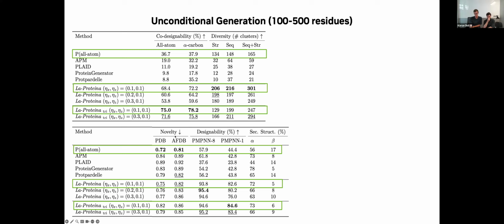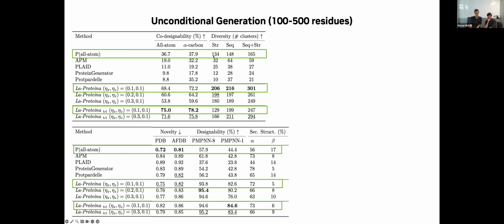In the second row, we have novelty, where you basically just compare the maximum TM score to the PDB or the AFDB in this case. Designability says, okay, we ignore the sequence we generated, we just take the backbone and then we refold with MPNN, either with one MPNN sequence, 1 shot, or we give it 8 shots and look for the best one. And we look at secondary structure: how much is alpha helices, beta sheets, and the rest is coil in this classification.